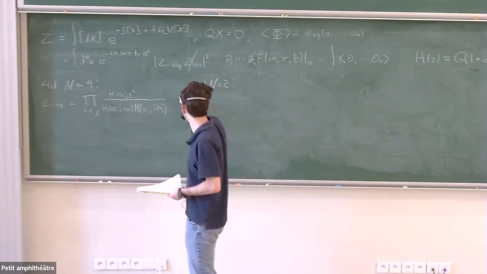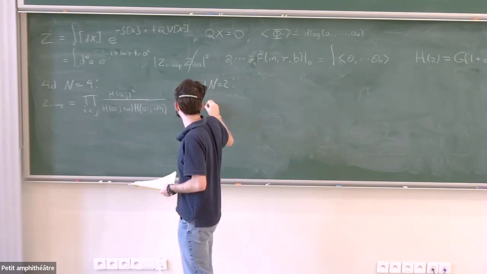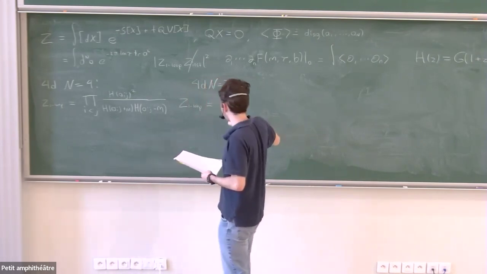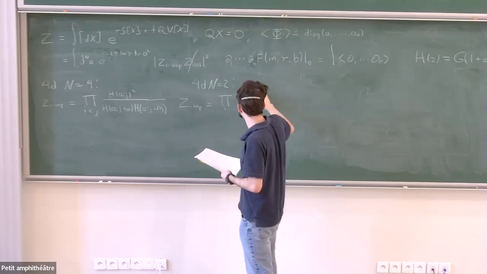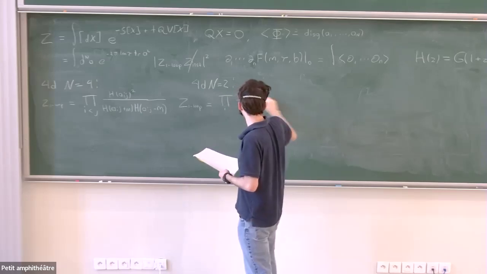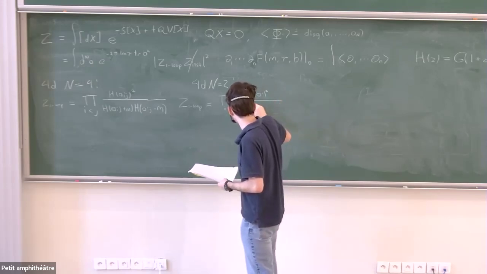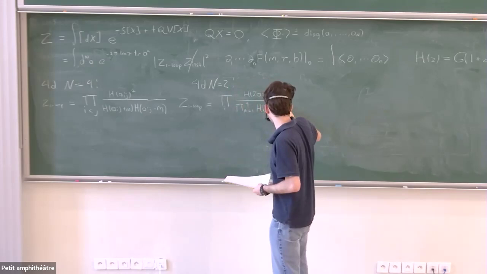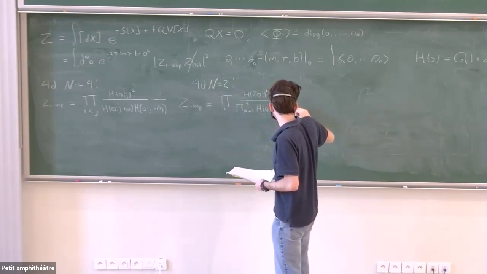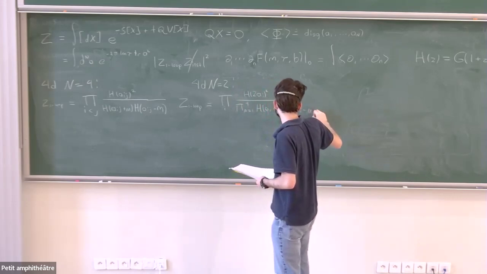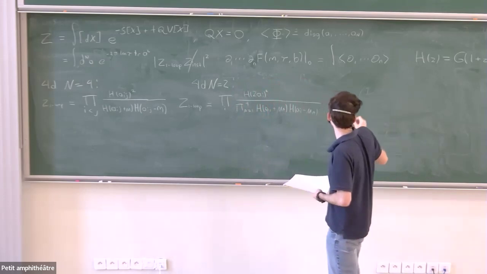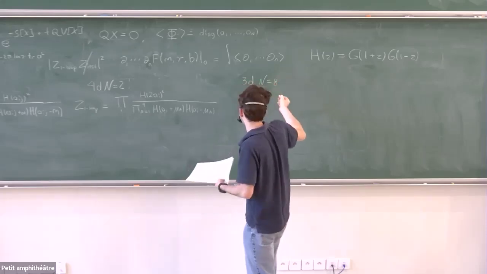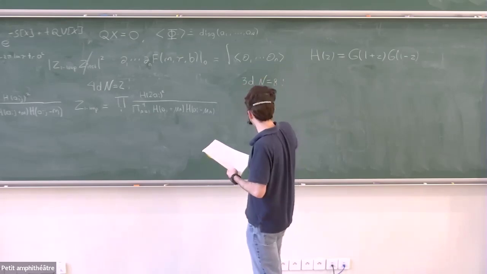In the case of 4d N=2, you have a single product now. And then here you have a product over the 4 hypermultiplets of a_i plus the mass, a_i minus the mass. And then just to give a sense of what it looks like, I'll write the localization partition function for ABJM.